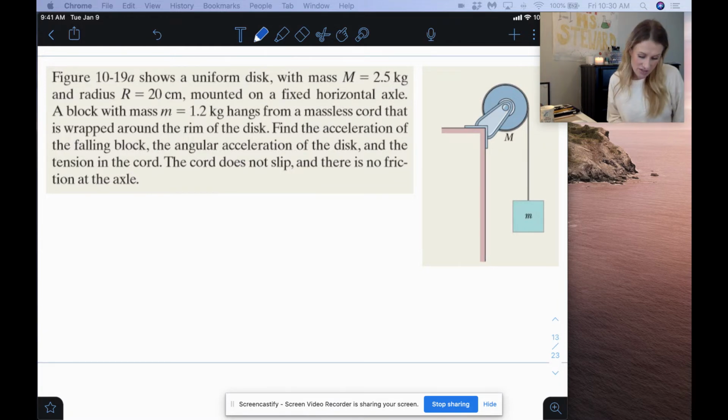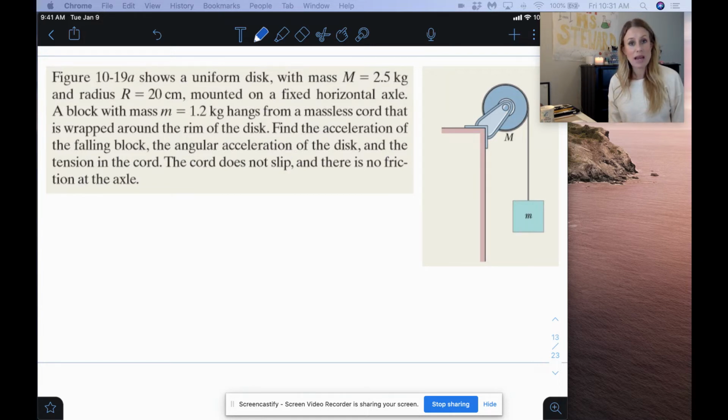So we have this figure shows a uniform disk with big M of 2.5 kilograms and radius R is equal to 20 centimeters mounted on a fixed horizontal axle. A block with mass m equal to 1.2 kilograms hangs from a massless cord that is wrapped around the rim of the disk. Find the acceleration of the falling block, the angular acceleration of the disk, and the tension in the cord. The cord does not slip and there is no friction at the axle.